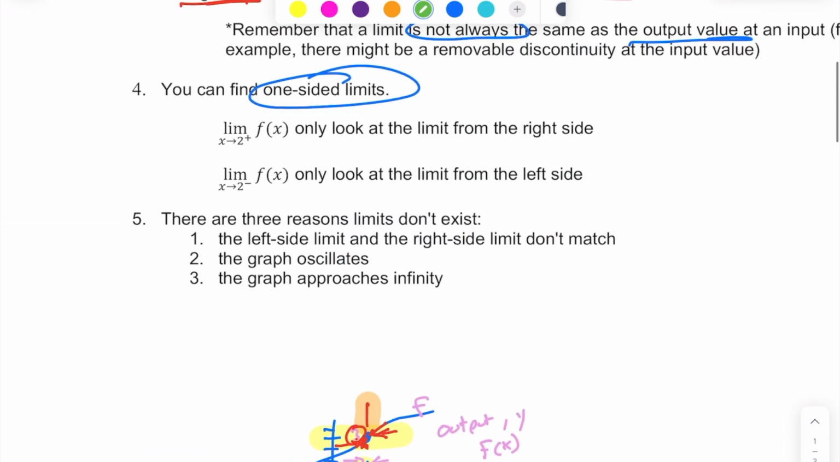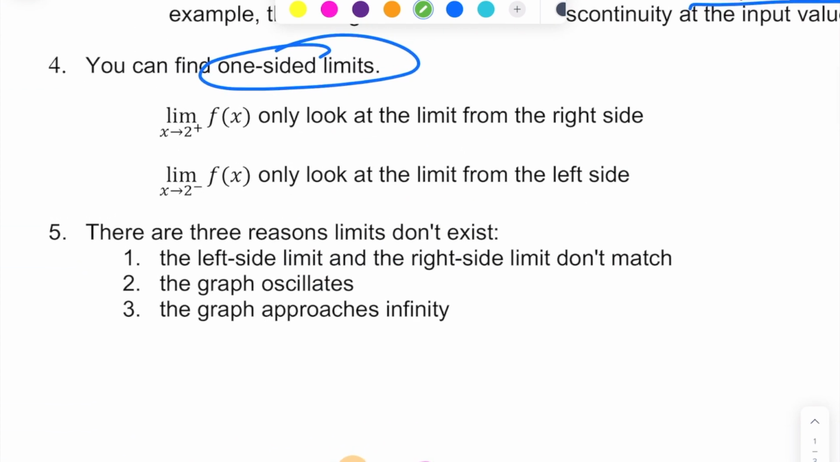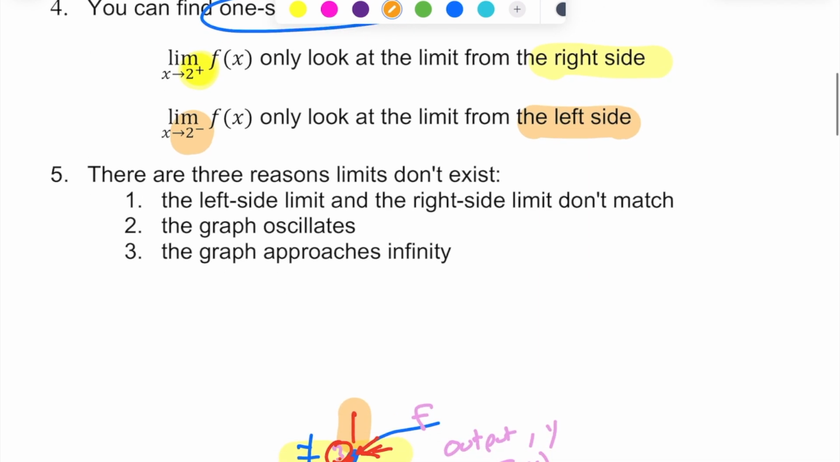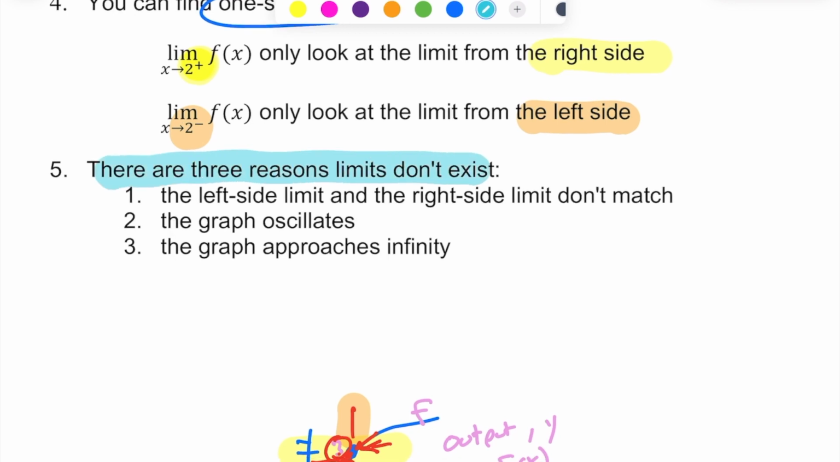So back up here on number 4, you can find one-sided limits. That is that 2 from the right side, that plus sign means from the right side. In orange, the negative sign means from the left side. And last but not least, it is important to know, and this is a good AP question that could appear, there are 3 reasons that limits do not exist. Now, we just saw one. Number 1 is that the left side limit and the right side limit don't match. So you would say the limit DNE, does not exist.